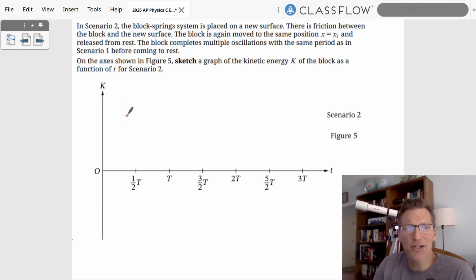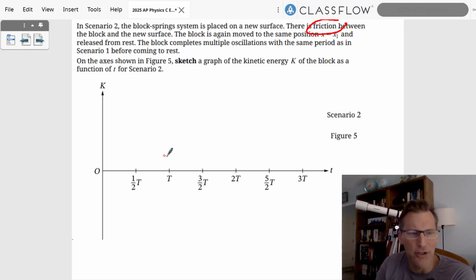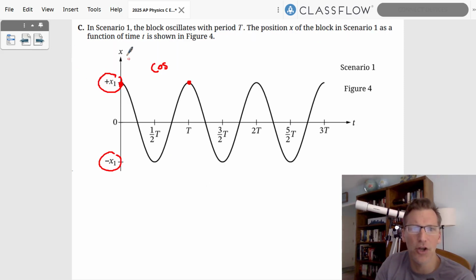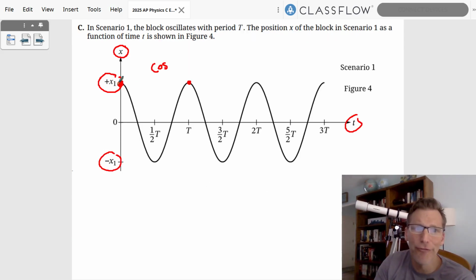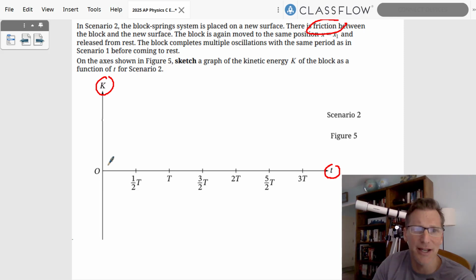And what are they going to ask us? They're going to ask us what happens if the scenario changes a little bit. And it says there is now friction in this scenario. And we don't want the potential energy. Again, this was the position with respect to time. We actually want the kinetic energy with respect to time. So what's the kinetic energy when it's full at x1? The kinetic energy is 0, isn't it?